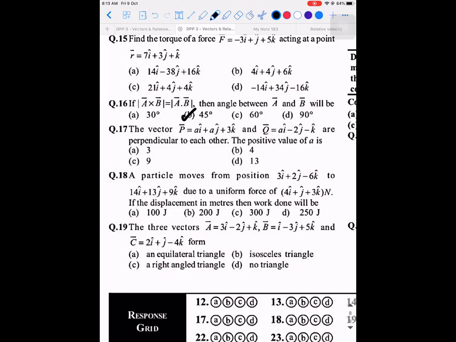The vectors P and Q are perpendicular to each other. The positive value of A is. So when two vectors are perpendicular to each other, what is the mathematical condition between them? If two vectors are perpendicular to each other, dot product is 0. Do the dot product, tell me. 1 minute time, do it first.